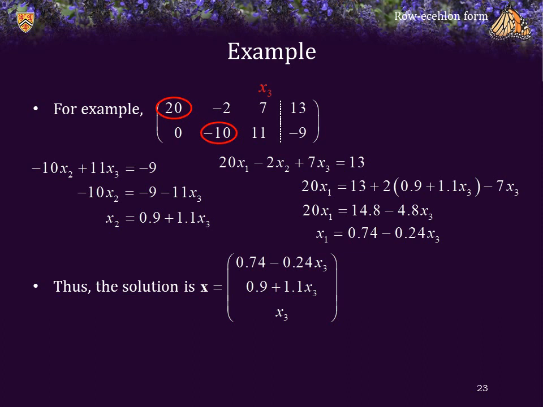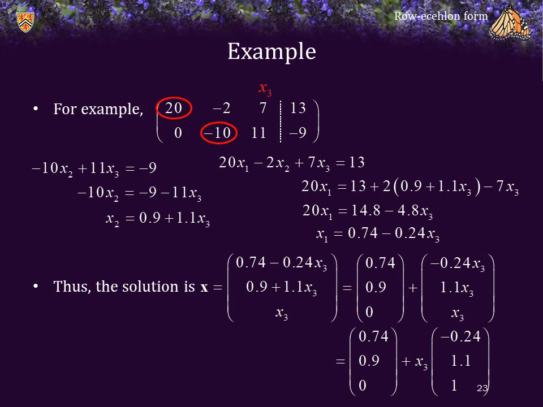Okay, now, writing this as a sum of two vectors, the first vector having just the constant coefficients and the second vector containing the term with x3, we get these two vectors summed here, and bringing x3 out of the second vector, we see that all solutions are of the form the vector 0.74, 0.9, 0, plus all scalar multiples of the vector negative 0.24, 1.1, 1.